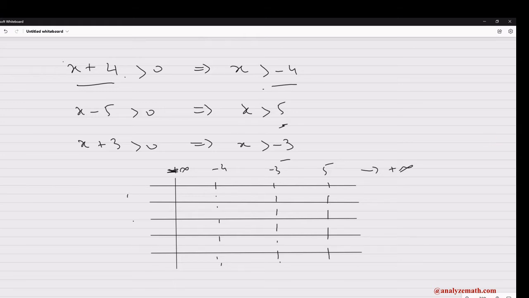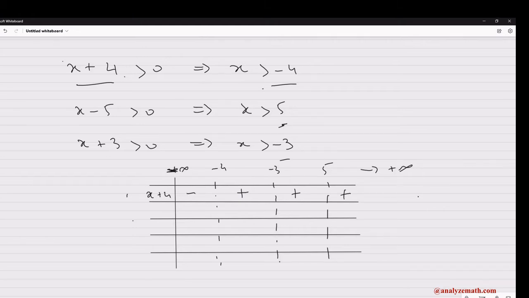Good. Now let's start with the factor x plus 4. When we solved x plus 4 bigger than 0, we ended up with the following conclusion: when x is bigger than minus 4, this is positive. Minus 4 is here, bigger is here, and here, and here, and plus infinity. So we put plus, plus, plus. Of course, less than minus 4, x plus 4 will be negative. When x is equal to minus 4 exactly, it will be equal to 0. So we put all the information.